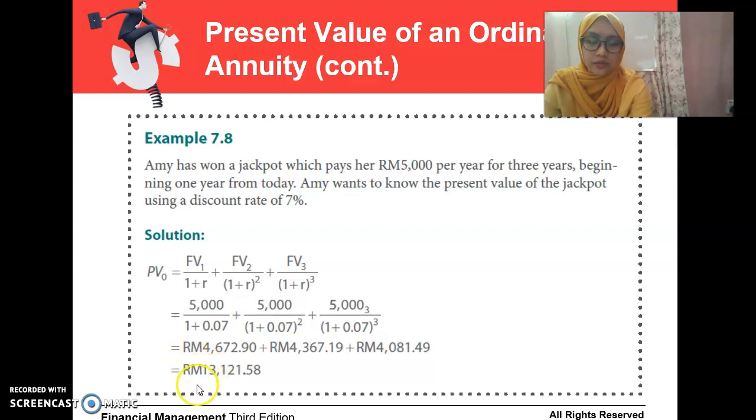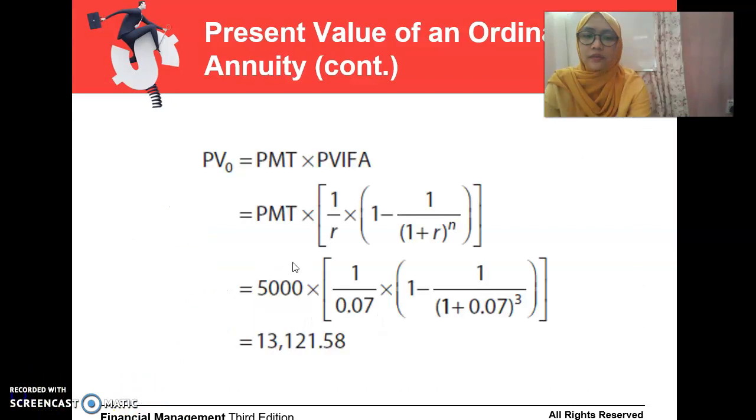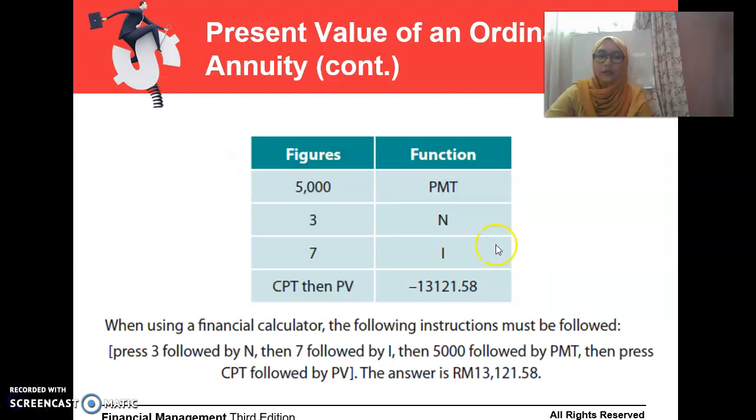So this is the way of calculation. You see, it equals 13,121.58. You can also use this formula, which is PV equals payment PMT times PVIFA, present value annuity factor. So you put in 5,000, times 1 over interest rate times 1 minus 1 over 1 plus interest rate to the power of N, the number of years. So it equals 13,121.58. This is if you are using a financial calculator. But if you want to use the previous method, it's also okay, because I think my calculator also doesn't have this function N. Never mind.